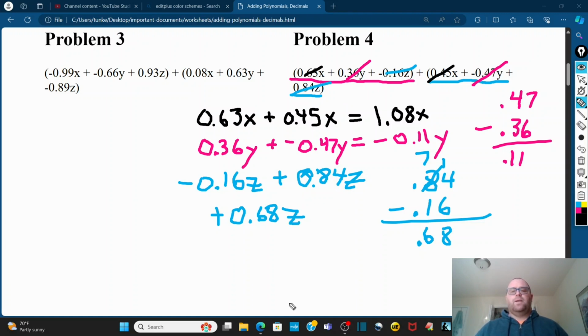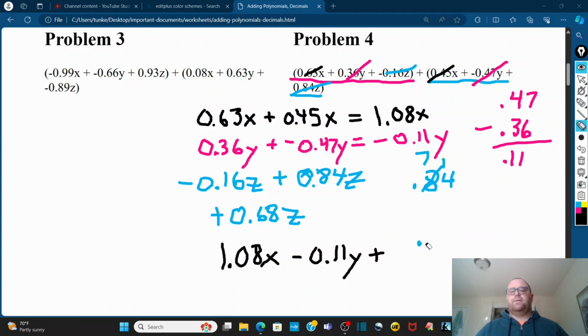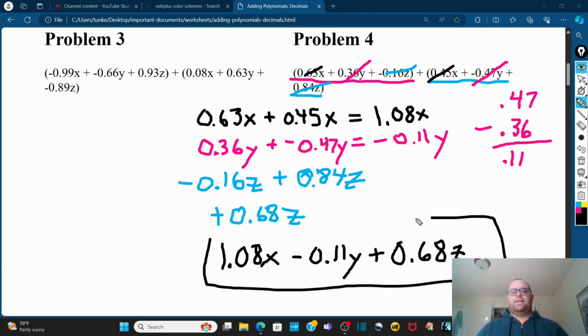Now we just got to put it together. So our final solution is going to be 1.08x minus 0.11y plus 0.68z. Okay, and that is our solution to problem 4.